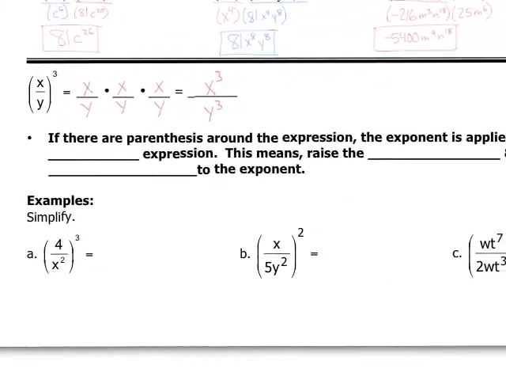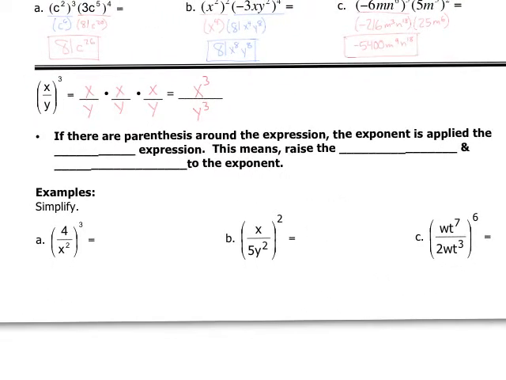Okay? So it says, if there are parentheses around the expression, the exponent is applied to the entire expression, just like it was above. This time we're going to put the second sentence in terms of our fraction here. So this means raise the, what's the top part of the fraction called? Numerator, good. And the bottom is called? Denominator.